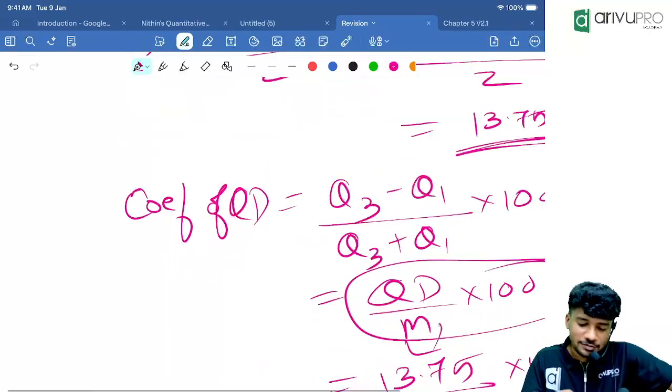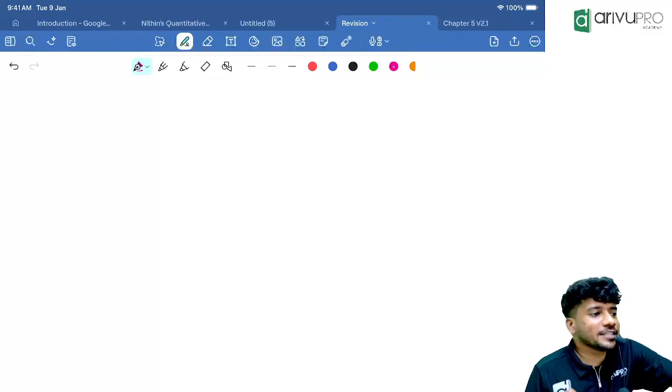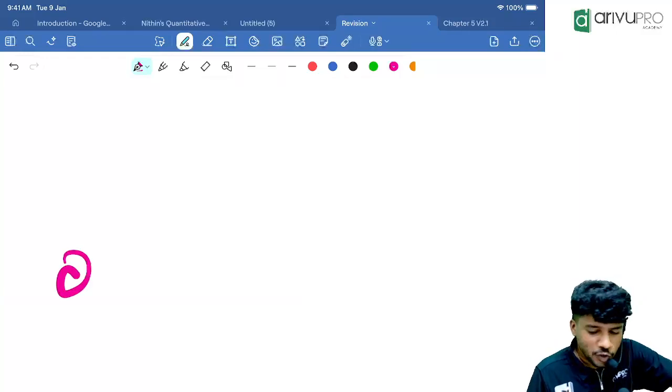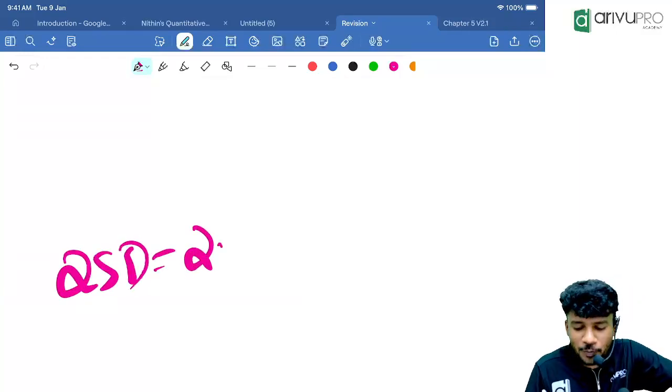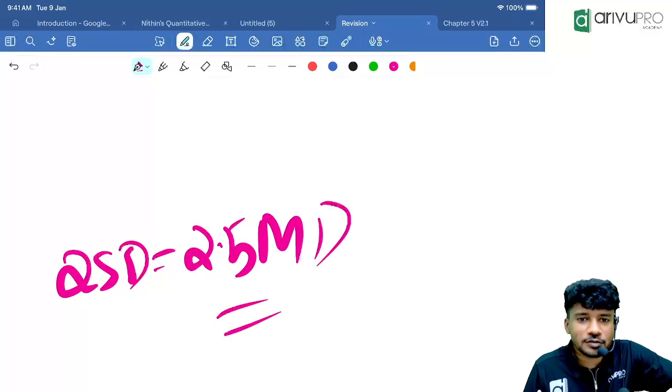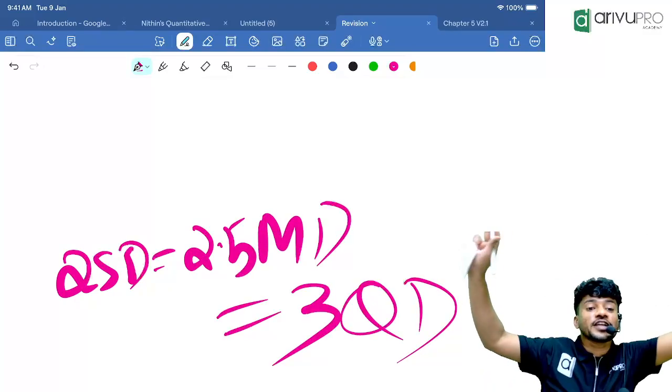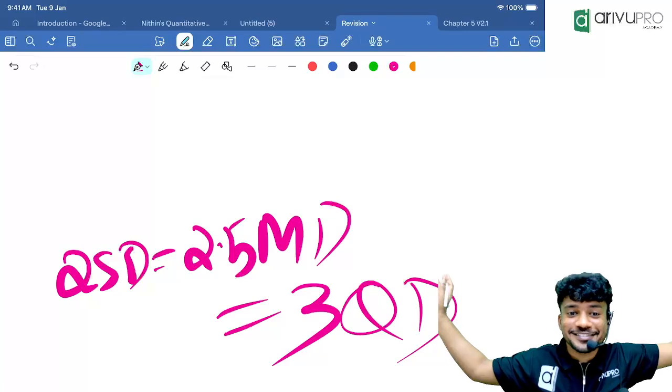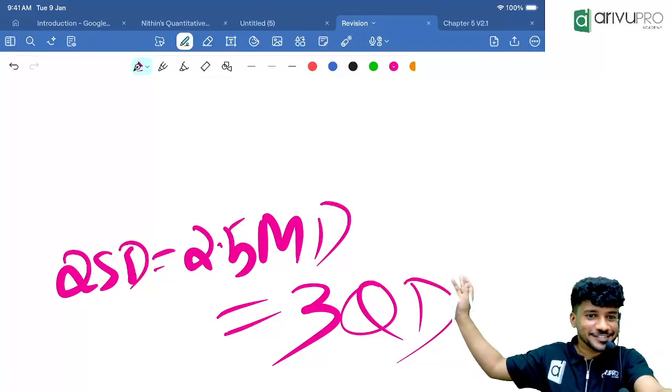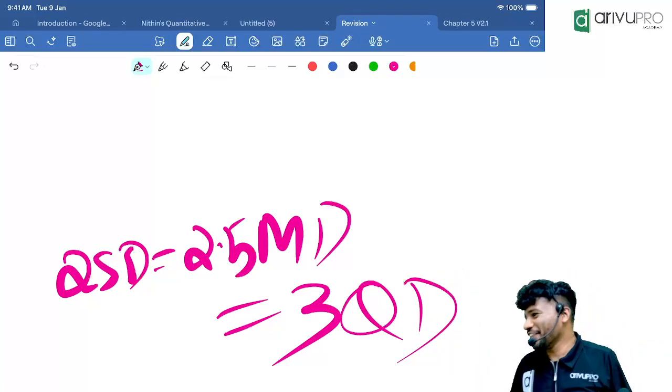And the final one, just to connect. How to connect SD, MD and QD? 2 SD is equal to 2.5 MD is equal to 3 QD. Yes, Joshua? Okay. Fine, people.